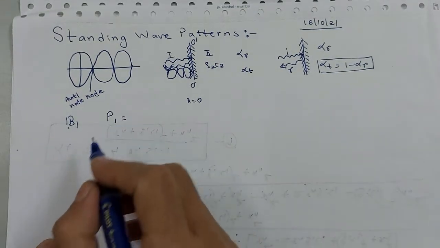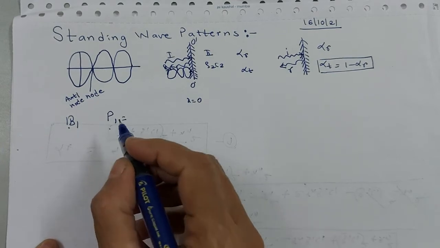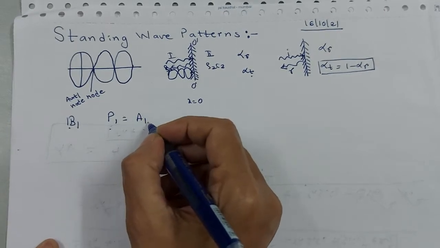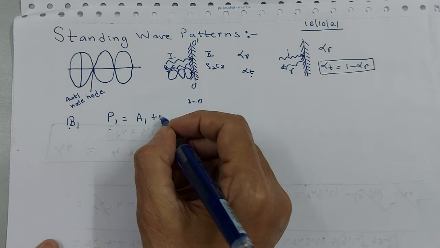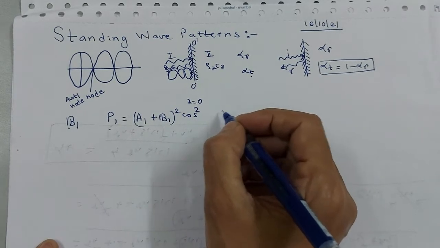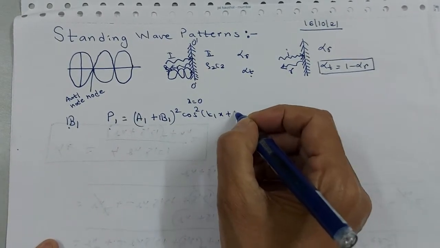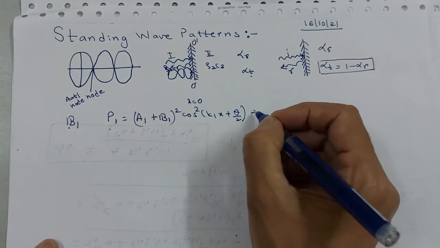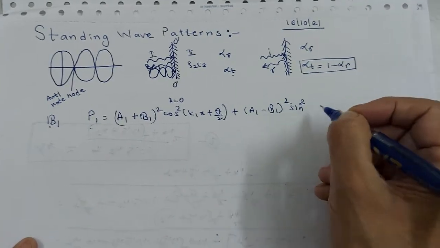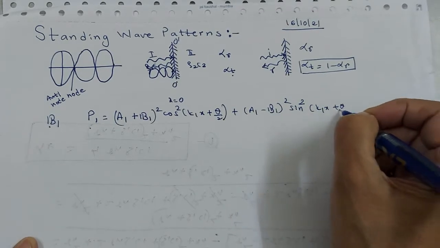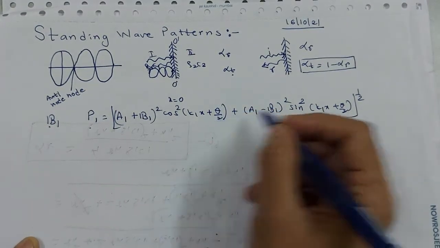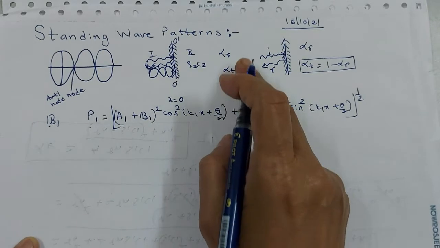Get it? Okay. Now the equation. This equation I wrote before I defined alpha R and alpha T during this derivation. So what was the value I wrote there? I wrote A1. A1 is what? Amplitude of the incident wave plus B1 bracket square cos square. There I wrote cos square k1x. Here I am writing cos square (k1x plus theta by 2), plus (A1 minus complex B1) bracket square sin square (k1x plus theta by 2), full bracket raised to half. This equation I wrote already, but there theta by 2 was not there. See before alpha R and alpha T definitions.